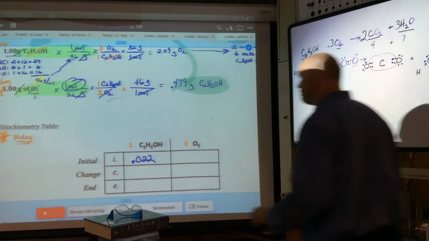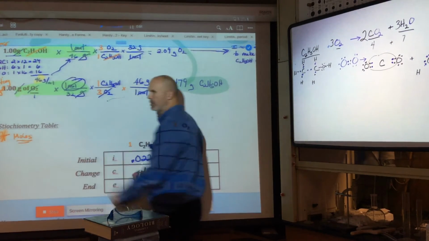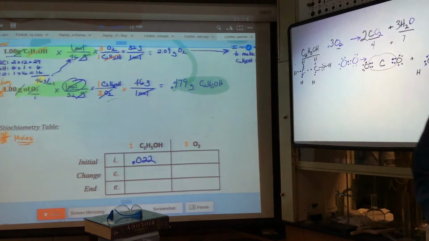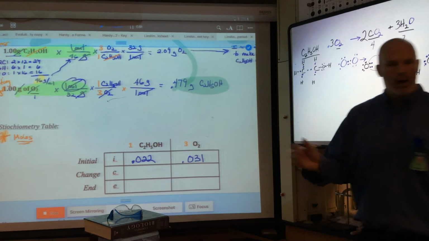Now do the same for the oxygen. Different number of moles, right? Because it's a different molecular mass. 1 divided by 32. And when you put that into your calculator, I believe you get 0.031. I don't need the rest of that.